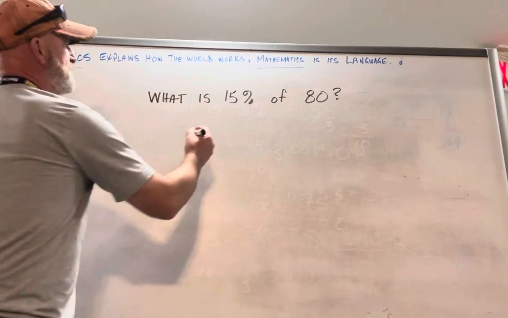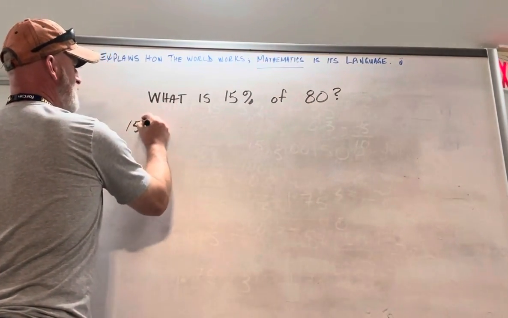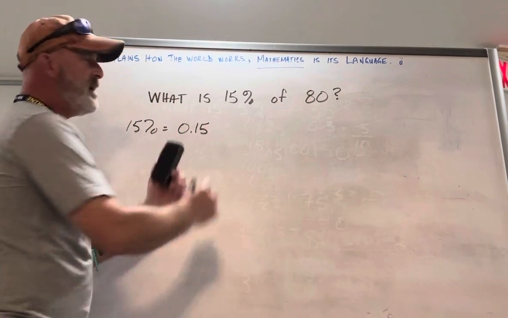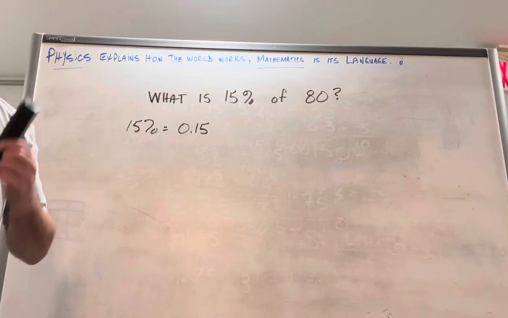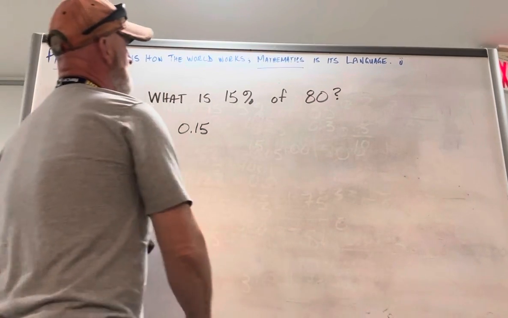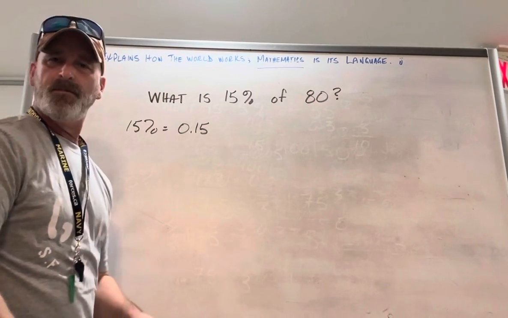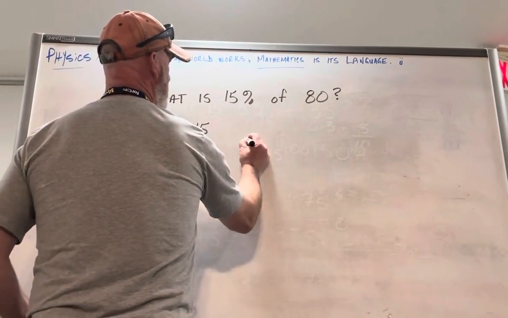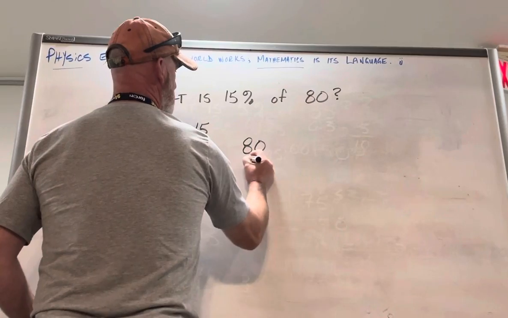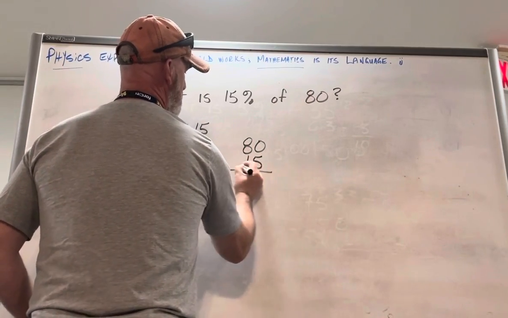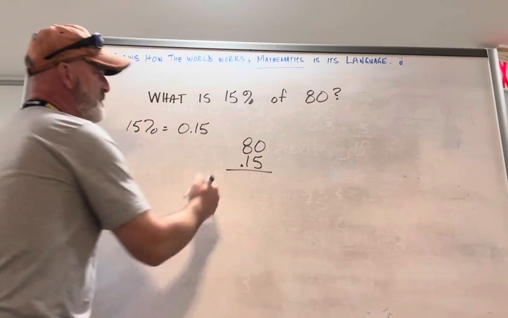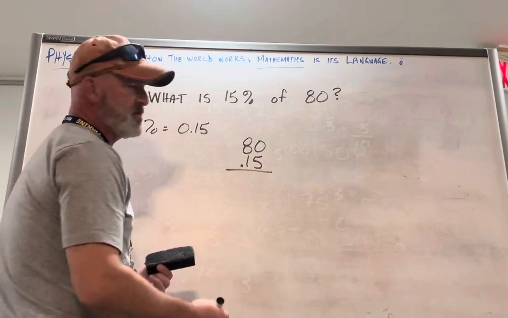So we convert this one to a decimal. 15% is equal to 0.15. And then all we have to do is multiply it by 80. Now, multiplication with decimals. Piece of cake, pretend they're not there, put them in afterwards. 80 times 15. We'll put the decimal there so we remember to put it in afterwards. But we're going to do this like any other double multiplication.